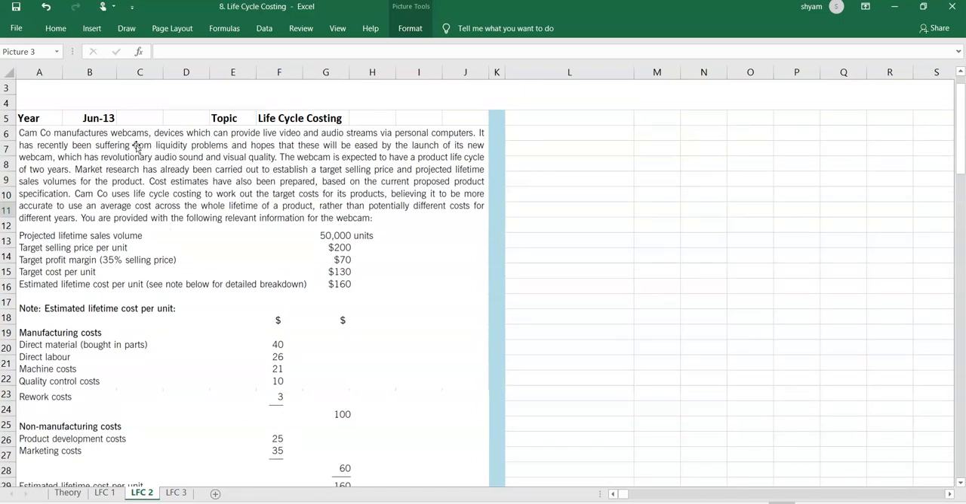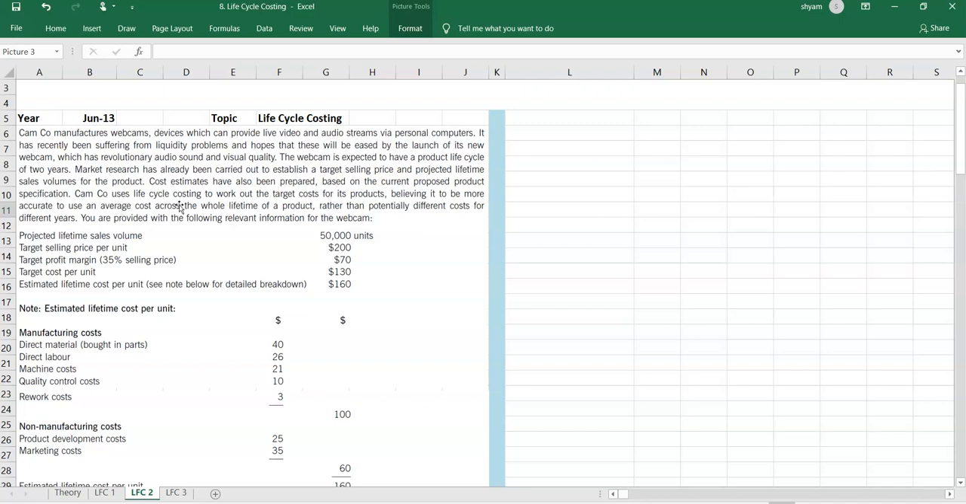Camco manufactures webcams, devices which can provide live video and audio streams via personal computers. It has recently been suffering from liquidity problems and hopes that these will be eased by the launch of its new webcam, which has revolutionary audio, sound, and visual quality. The webcam is expected to have a product life cycle of 2 years. Market research has already been carried out to establish a target selling price and projected lifetime sales volume for the product. Cost estimates have also been prepared based on the current proposed product specifications.